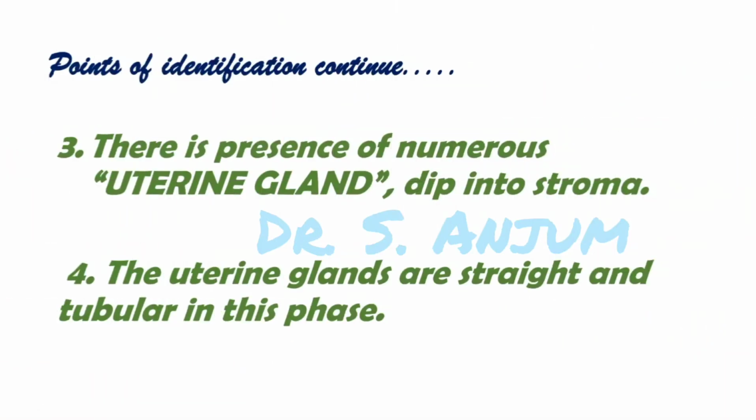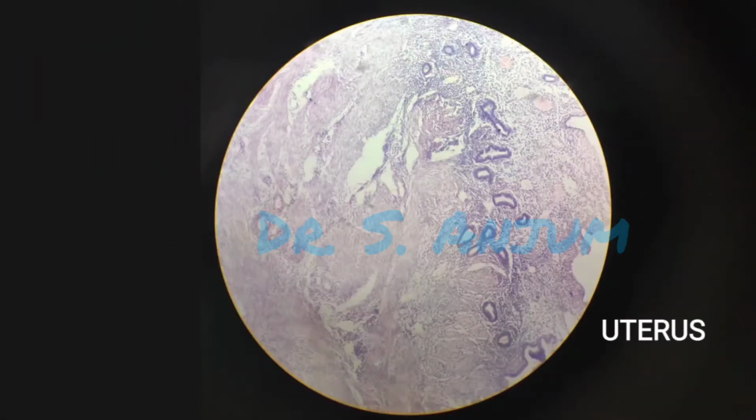So the other point of identification is the presence of numerous uterine glands deep in the stroma, and the uterine glands are straight and tubular in this phase. Now you can see there is the presence of numerous uterine glands. There are numerous glands present, and these glands are straight.